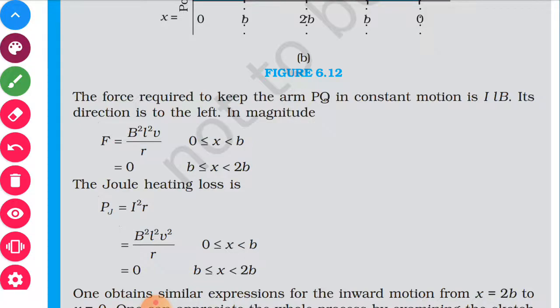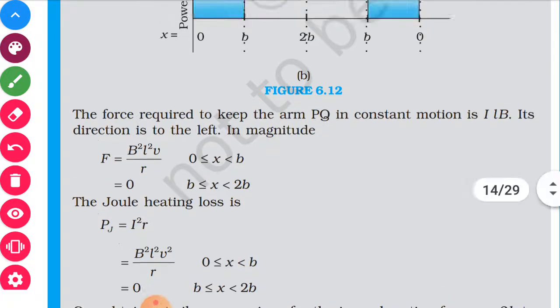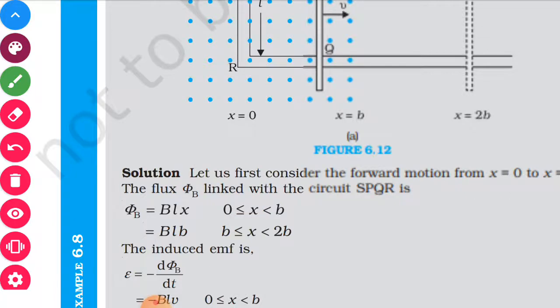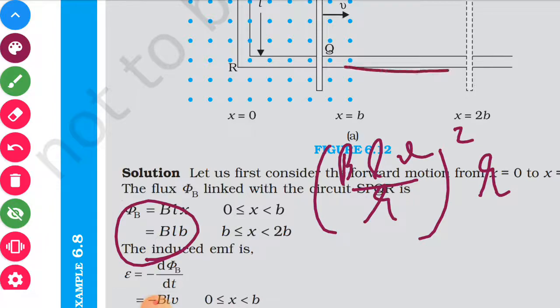But when you go from X equal to 0 to X equal to small b, what will happen? This power will be increasing, or rather it will be B square L square V square upon R, and then it will become 0. And then again you come back, it is 0, then again it will be positive.